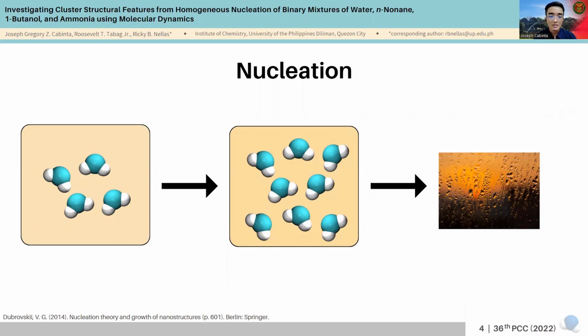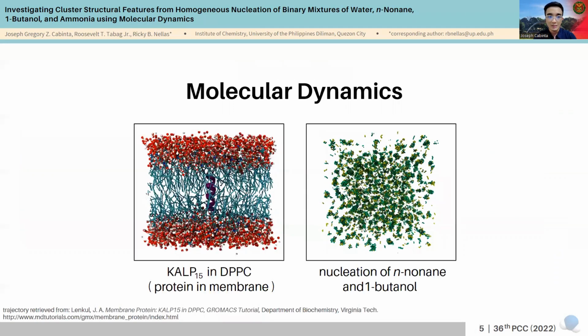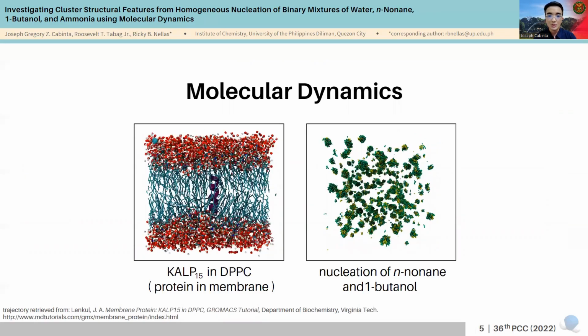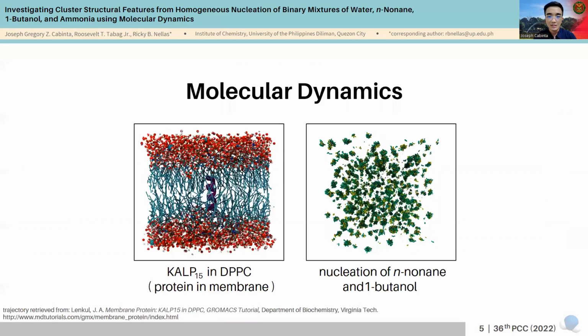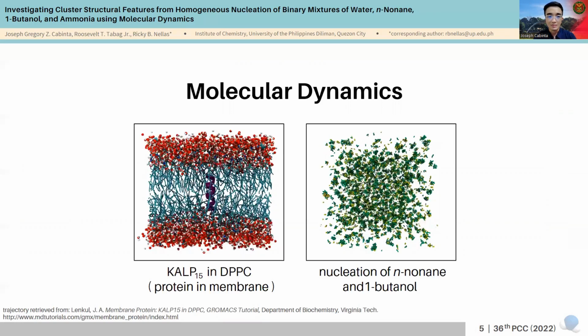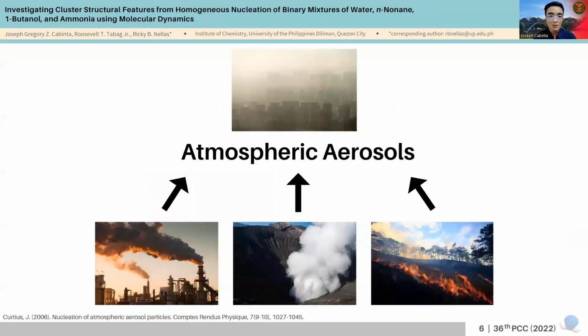In binary nucleation, it is crucial to study the ordering in the nucleus. This is possible with molecular dynamics. This method works by applying Newton's laws of motion and established potential models to generate a trajectory that simulates the movement of atoms. Now, why the interest in water, n-Nonane, 1-butanol, and ammonia?